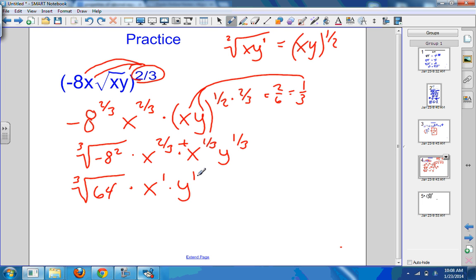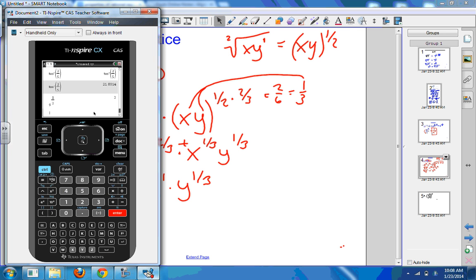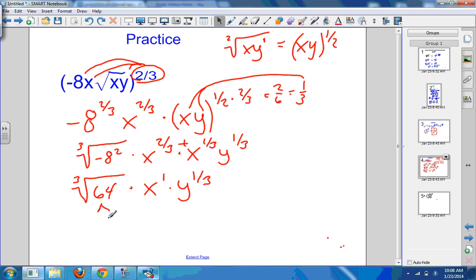Alright, so the last thing we need to simplify is this third root of 64. So we can do our factor tree and find all the factors and circle the triples. Or we have calculators. So let's see how we can do this in the calculator. If I hit Control, the root button here, I want the third root of 64. And I get 4. So we have 4x y to the 1/3 power.